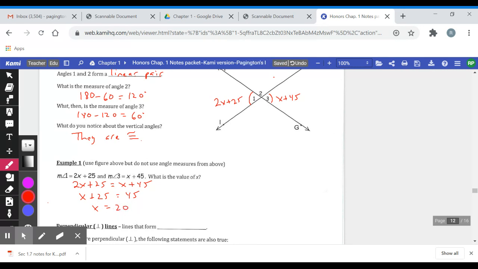Again, I always want to look to see what they're actually asking for. This time they're just asking for what x is, so I'm done there.